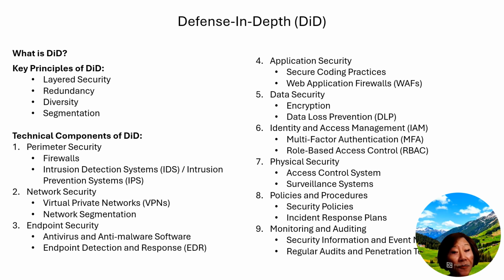Number 7, physical security is also very important. Access control systems manage and monitor physical access to facilities and sensitive areas. You do not want people to wander into your facility and commit theft that way. So you need surveillance systems to use cameras and sensors to detect and deter unauthorized physical access. You need policies and procedures that are clearly defining what you want to happen in your organization.